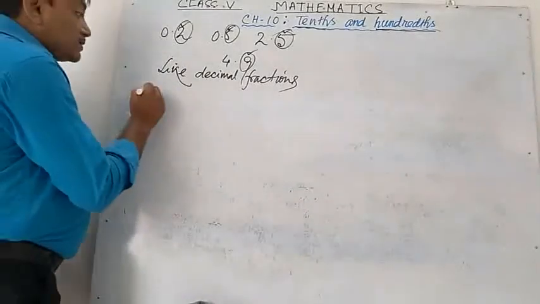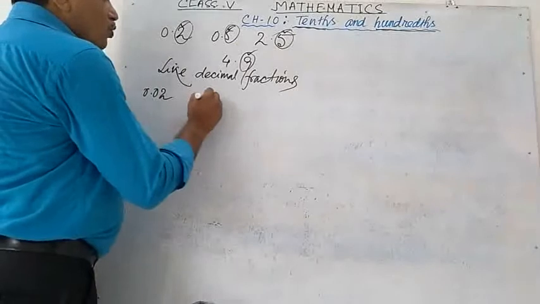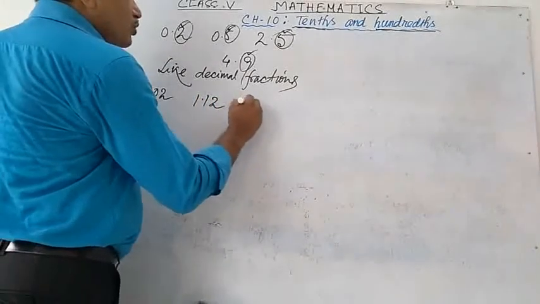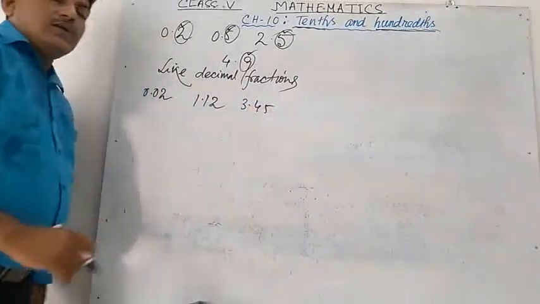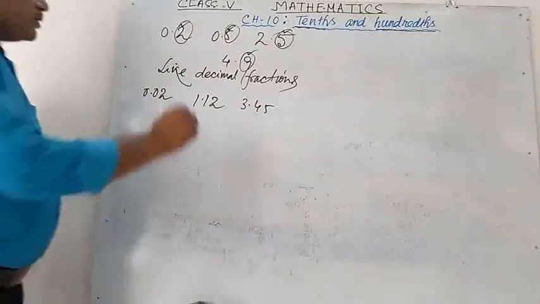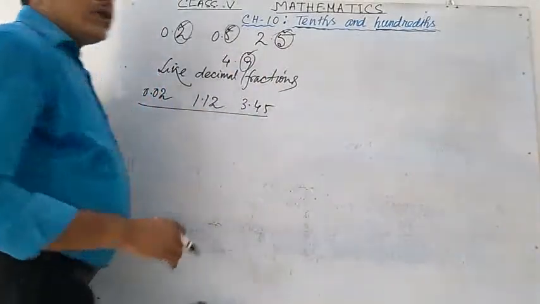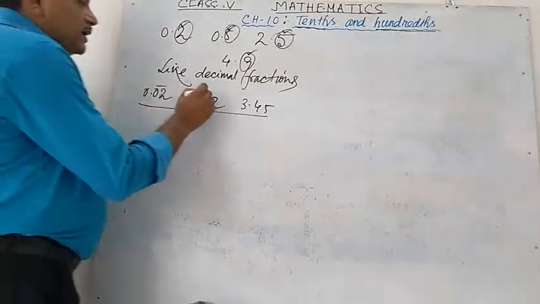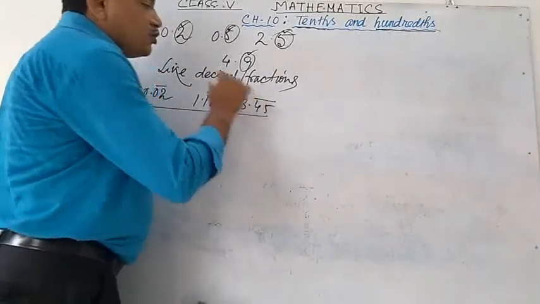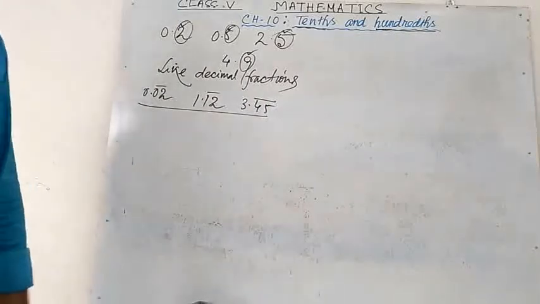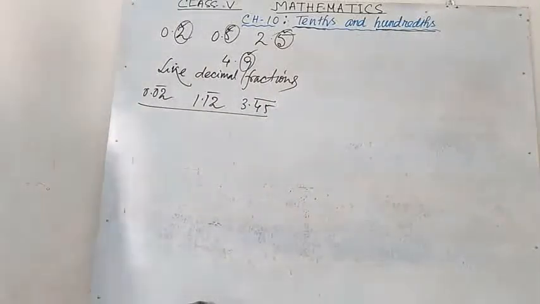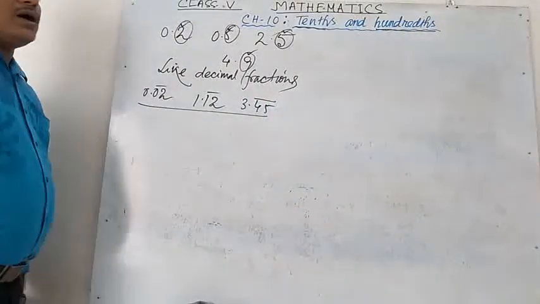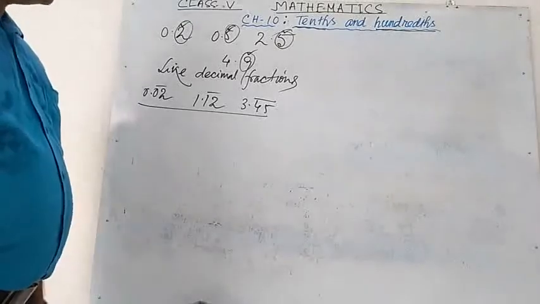If I take 0.02, 1.12, 3.45, like this, these numbers are also like decimal fractions. Why? Because in each and every case there are 2 digits after the decimal point. So these are called like decimal fractions.